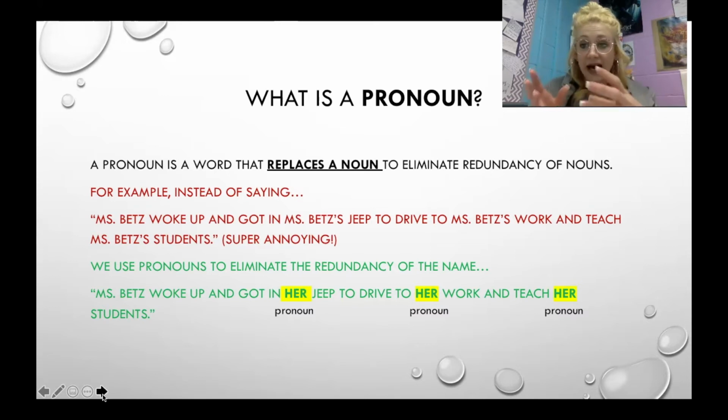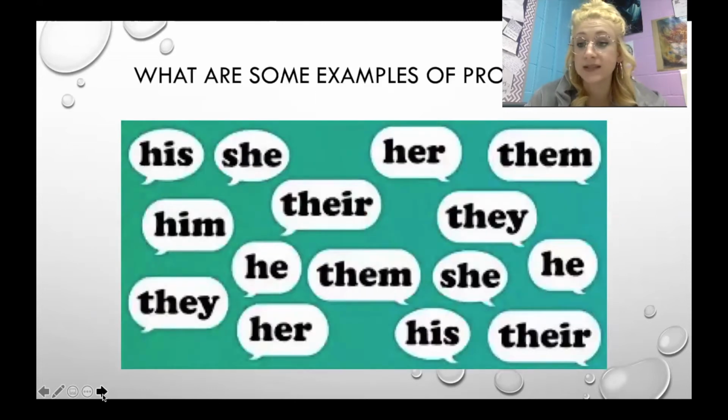So we can take out that noun and we can replace it with a pronoun to make it easier to say and listen to. For example, Miss Betts woke up and got in her Jeep to drive to her work and teach her students. Now we have pronoun her replacing the noun Miss Betts. So it's easier to listen to and it's less redundant with the nouns. So what are some examples of pronouns? Her, his, their, our, ourselves, themselves.